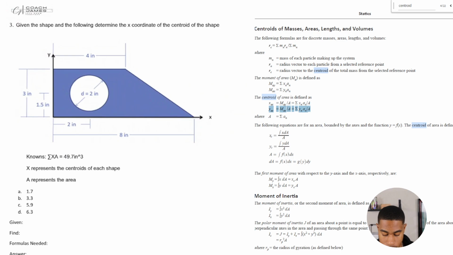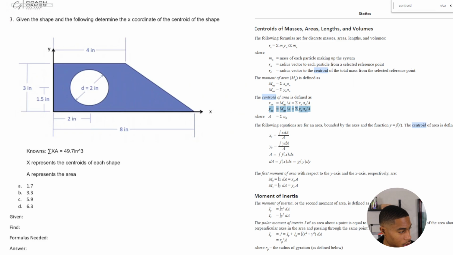All right, number 3 says, given the shape and the following, determine the x coordinate of the centroid of the shape. Okay. Knowns. The sum of x times a is equal to 49.7 inches cubed. X represents the centroids of each shape. A represents the area.